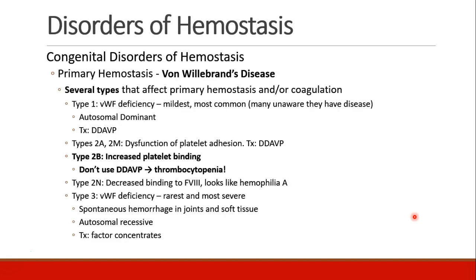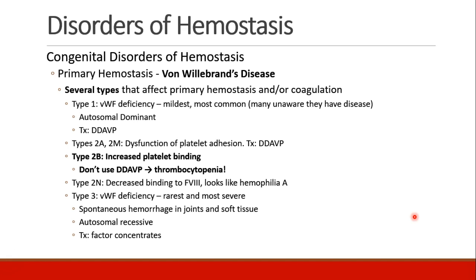You see there are several different types of von Willebrand's disease. Type 1 is a deficiency in von Willebrand's, and it's the mildest and most common. Many people don't even know they have the disease. It's autosomal dominant, and they're not absent, but just deficient in von Willebrand's. So DDAVP will cleave more von Willebrand's factor from factor VIII and make it available.